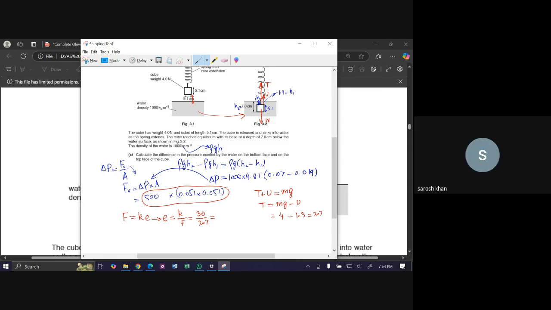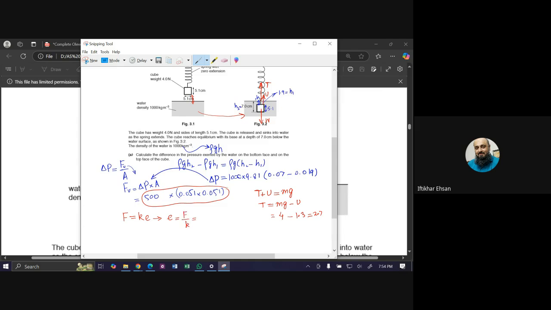Should it not be F over K? Very right. Thank you for correcting me, beta. I was making a mistake here, doing in a hurry. Extension is F over K.